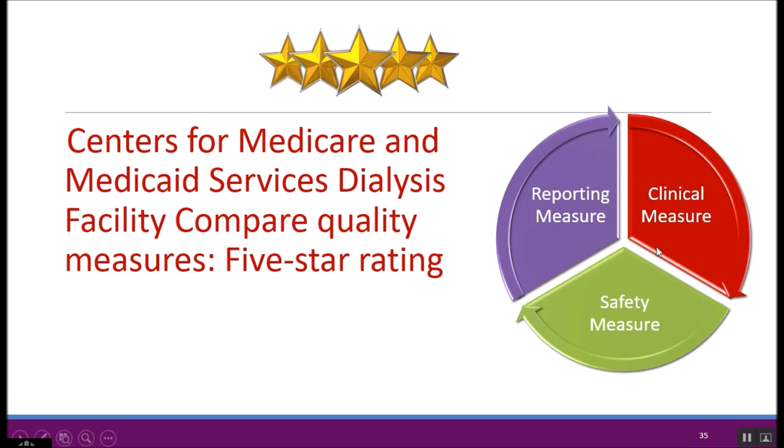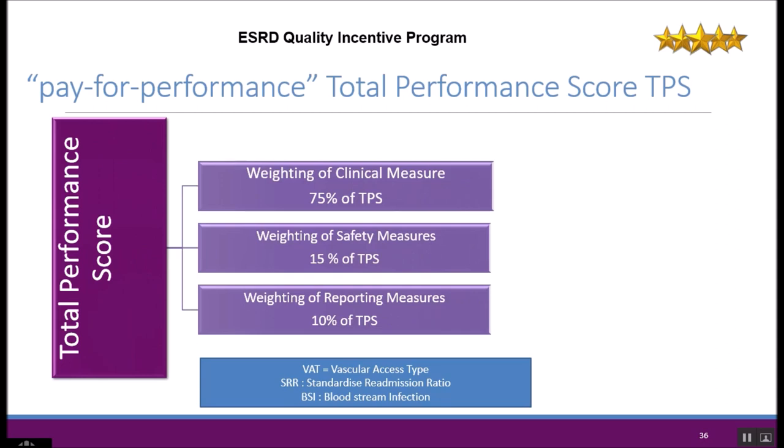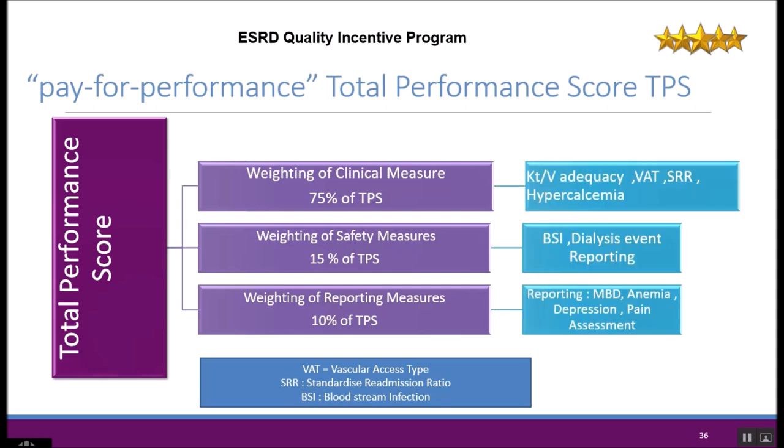For example, you can have clinical measures at 75%, safety measures for infection control and others at 15%, and 10% for reporting. And this reporting is important for dialysis patients in order to have interpretation and to know what the center achieved and what the progress of improvement is. So the total performance score depends on the clinical measures, safety measures, and the reporting measures. Examples of the clinical measures are adequacy, vascular access type, hypercalcemia, safety dialysis events, bacteria in bloodstream, and reporting of each single data on your patients.